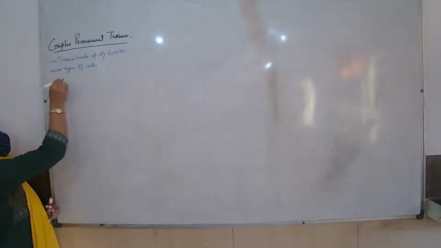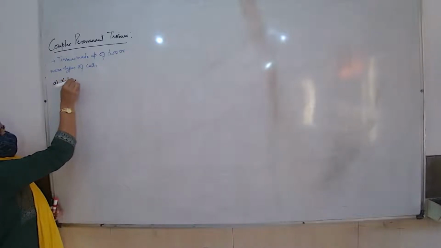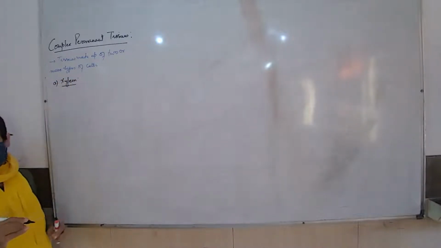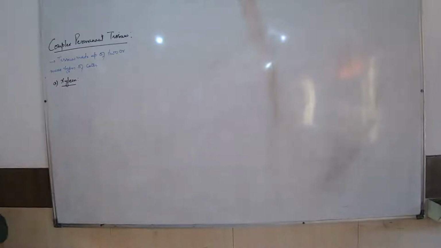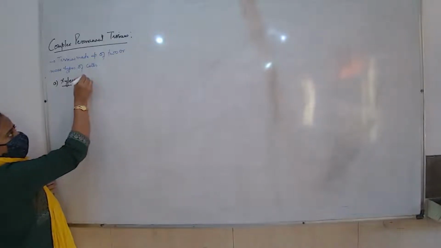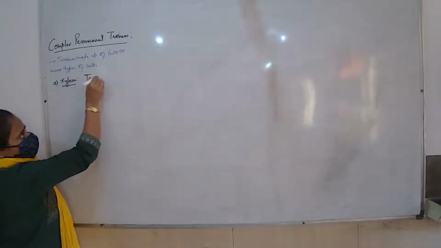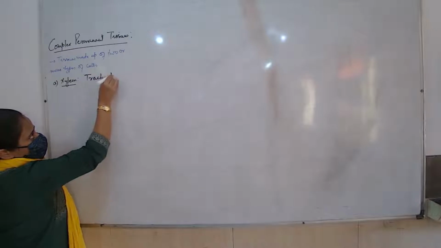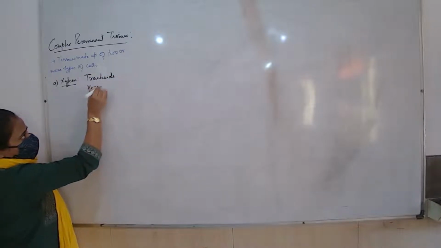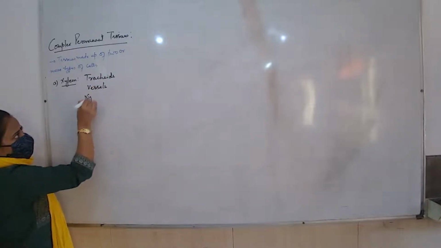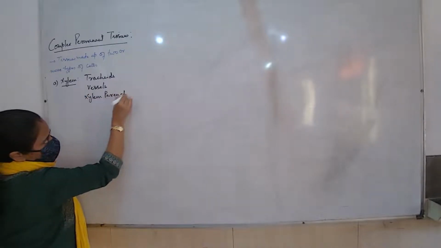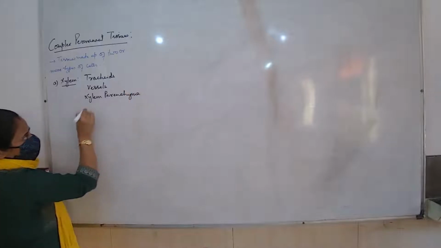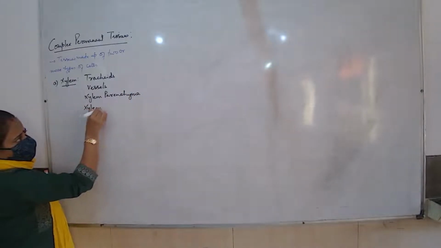What are the types? First is xylem. What are the types of cells xylem is made up of? Xylem is made up of four types of elements. What are the four types of elements? Tracheids, vessels, xylem parenchyma, and xylem fibers.